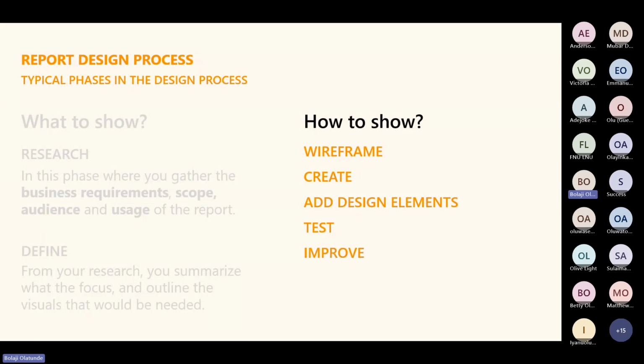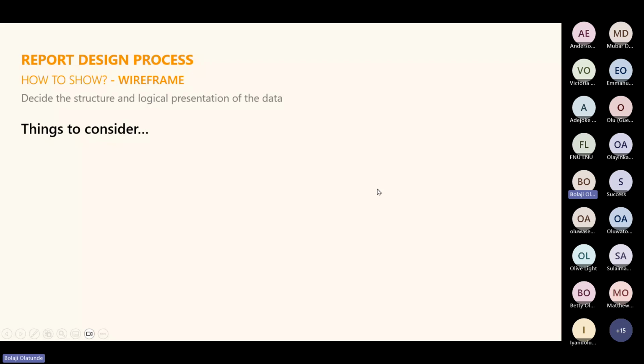Let's go to the first point, which is wireframing. In the wireframing stage, we are trying to decide what the structure of our report is going to be, or what is going to be the logical presentation of the data, right? There are a couple of things to consider when we are designing the wireframe. Let me first start by saying what the wireframe is. It's that structure. We can call it the backbone of your report in terms of the design and the presentation of your data.